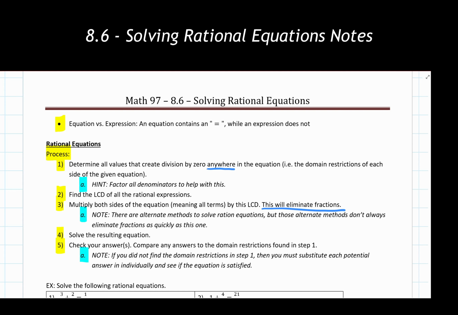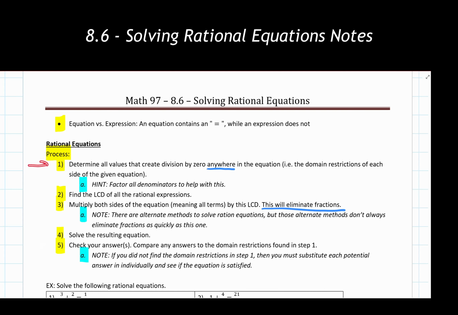So we go through, solve that. We might get 1, 2, 3, 4 answers showing up out of this thing. Now step 5 is the kicker. We need to check the answers that we have. So you have two ways of doing this.